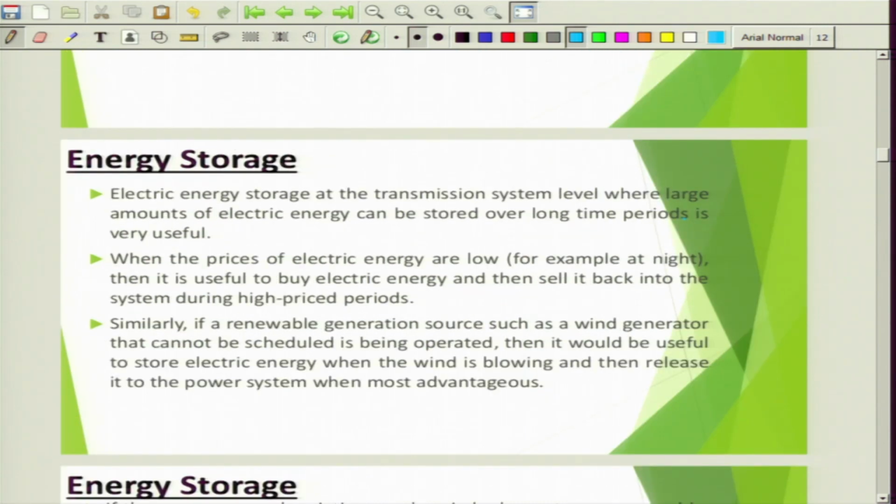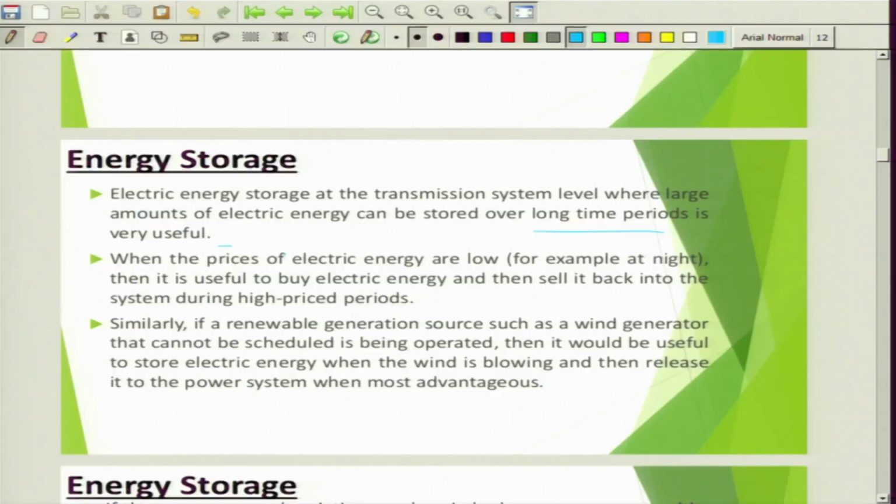Then we will discuss a little bit of detail about energy storage. Electric energy storage at the transmission level, where a large amount of electric energy can be stored over long time periods, is very useful. Ultimately, if there is an electric energy storage option available, both maybe at the transmission level or at the distribution level, it will be very helpful, especially when we think about the future prospects where a lot of renewables are pitching in the system.